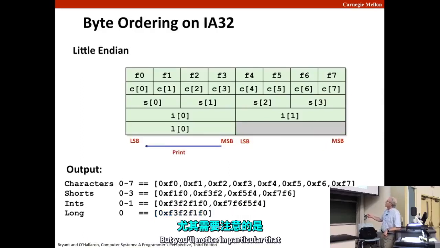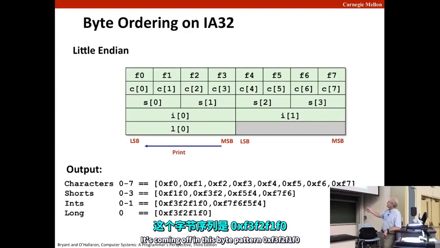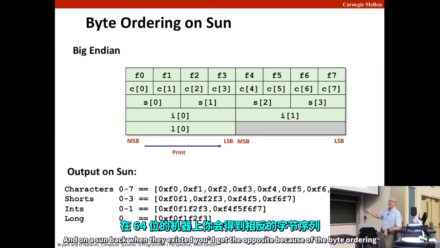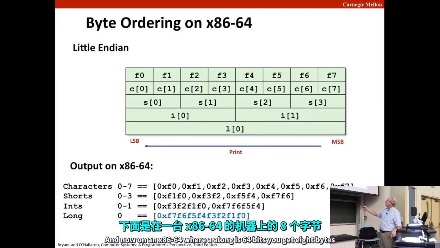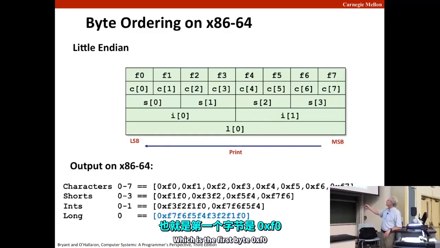But you'll notice in particular that on an IA32 machine, a 32-bit machine, it's coming off in this byte pattern, F3, F2, F1, F0. And on a Sun, back when they existed, you'd get the opposite because of the byte ordering. And now on an x86-64, where a long is 64 bits, you get 8 bytes. And you can also determine from this, if you look carefully, that it's little endian order, because the least significant byte is F0, which is the first byte.